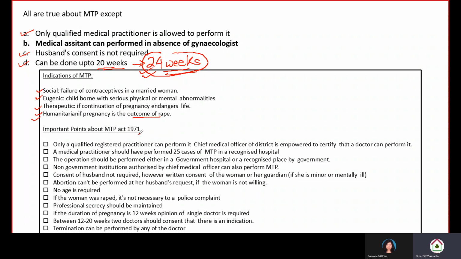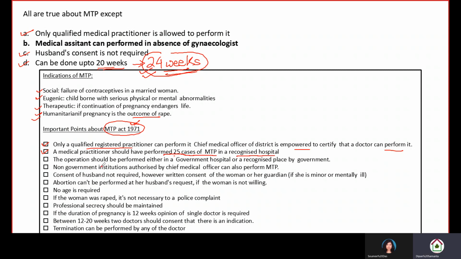Okay. Other important points about the MTP Act 1971. Even the year is important: MTP Act 1971. Only qualified, registered medical practitioners can perform it. CMOH means Chief Medical Officer of the District, who is empowered to certify that a doctor can perform it. A medical practitioner should have performed 25 cases of MTPs in a recognized hospital to get certification from the CMO.